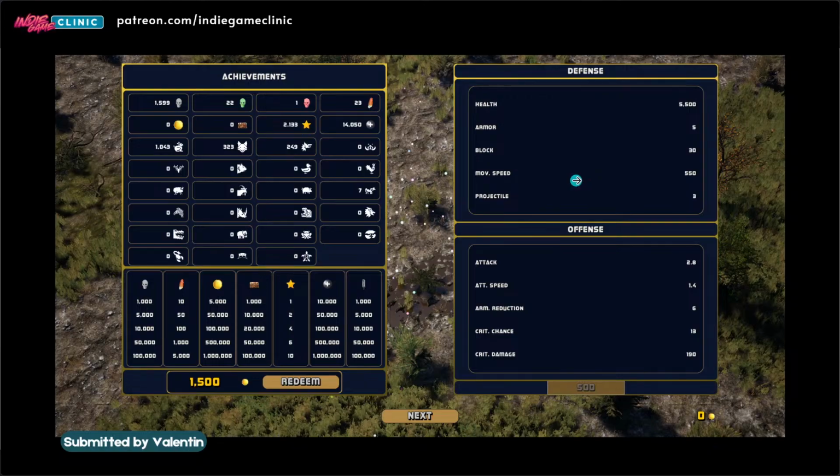So we've got some suggestions of maybe making the achievements section its own color.